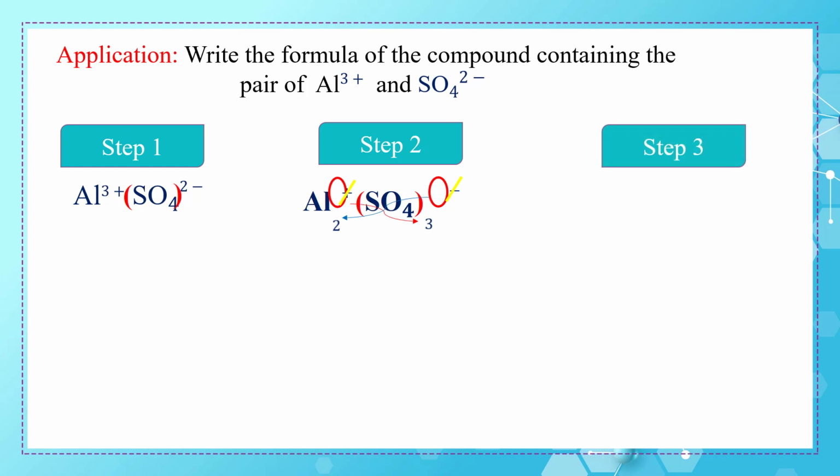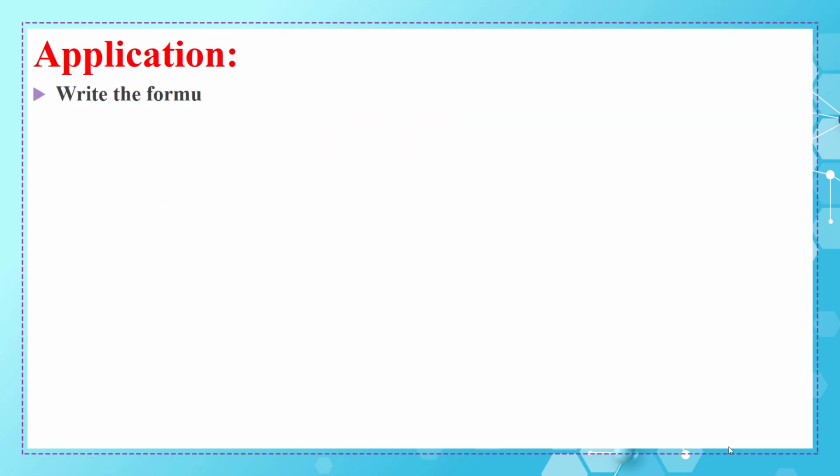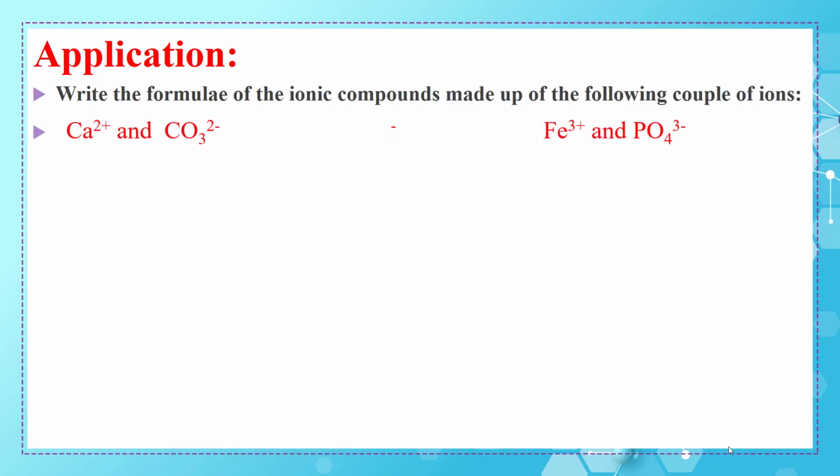Step 3, we put the subscript: Al2(SO4)3. An application: write the formulae of the ionic compounds made up of the following couple of ions. So here we have the two ions, Ca2 plus with CO3 2 minus.